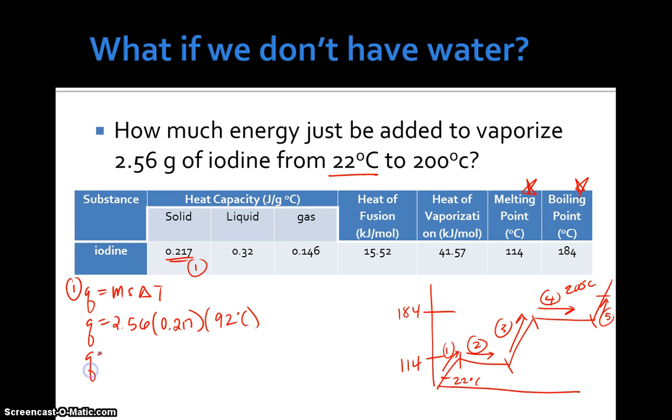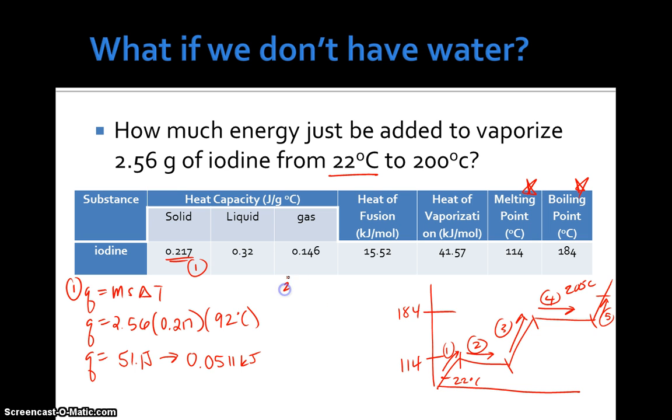I'm going to do that in my calculator: 2.56 times 0.217 times 92, and that gets me a total of 51.1 joules. Now remember, we want to convert this to kilojoules, so we divide by 1,000, so that would be 0.0511 kilojoules.